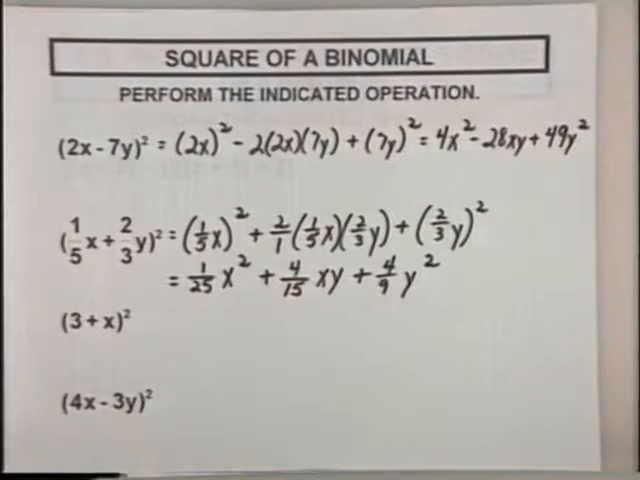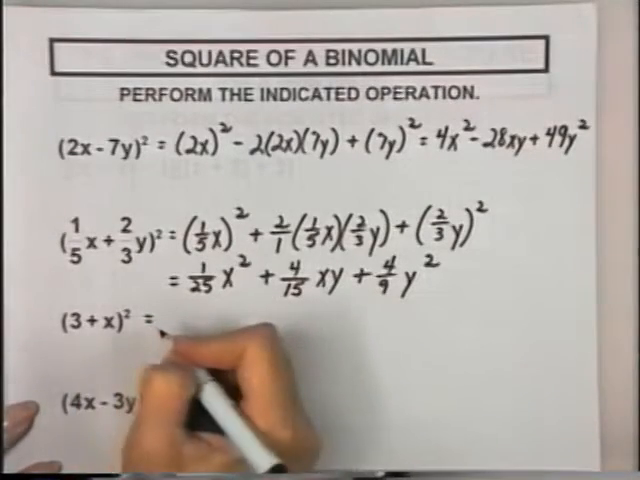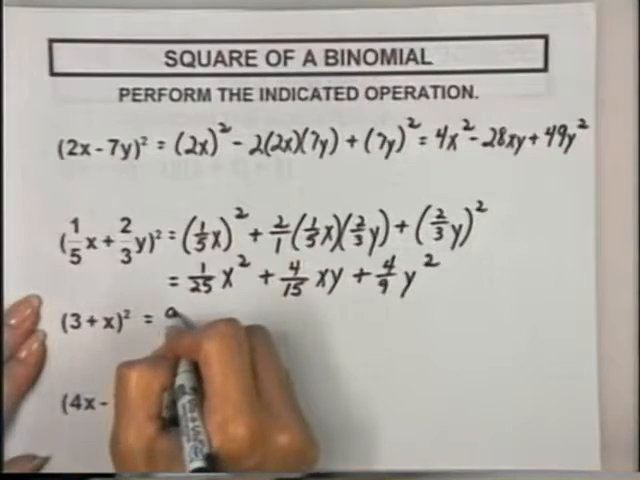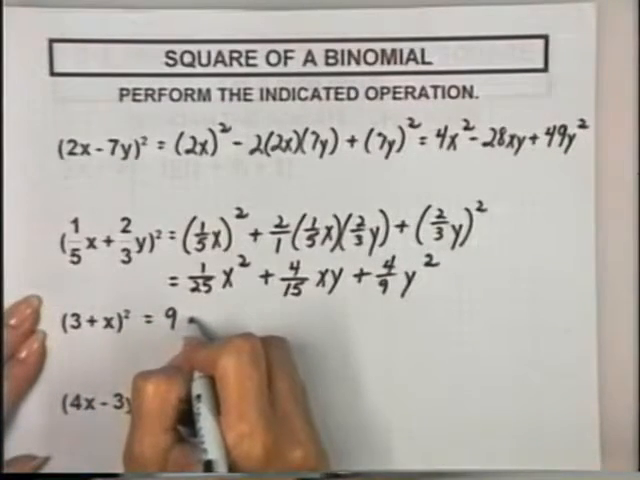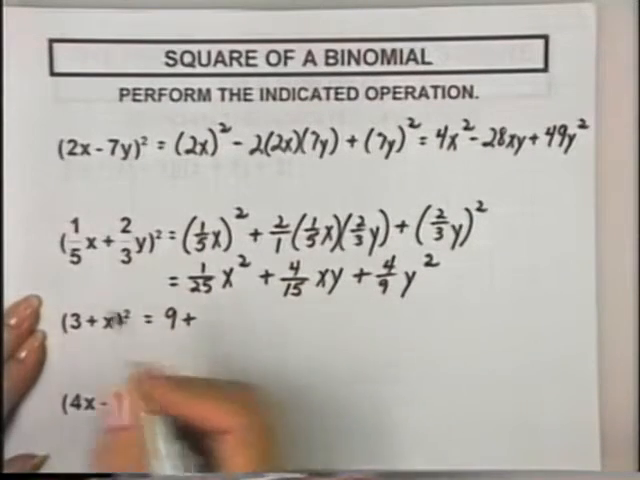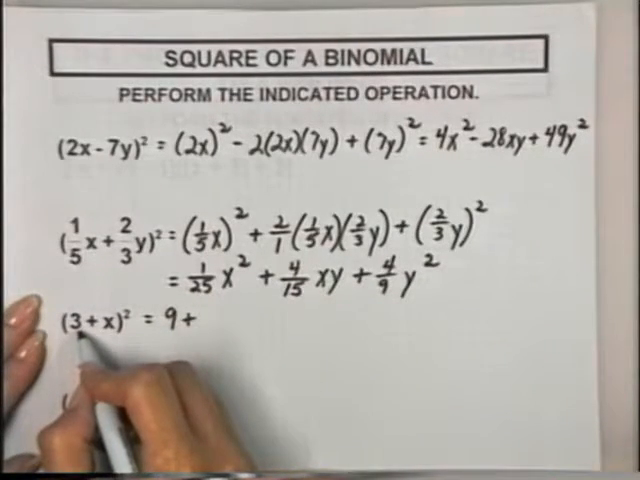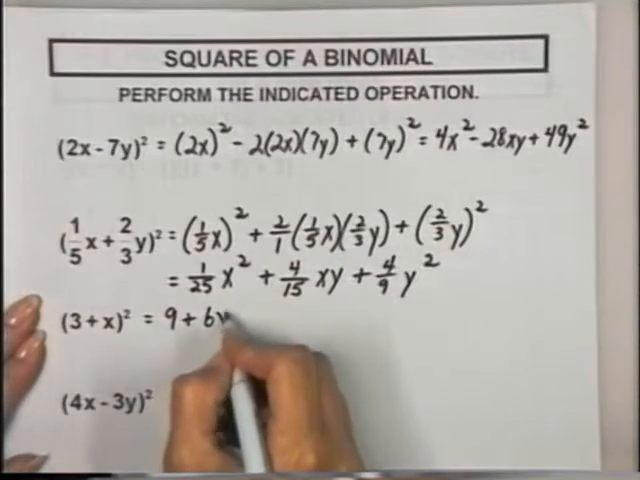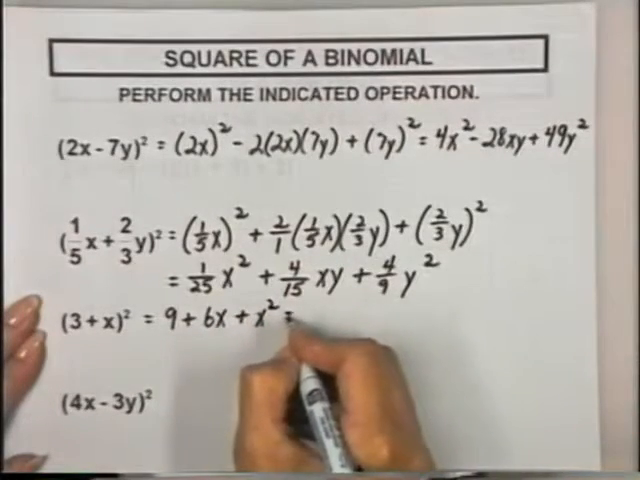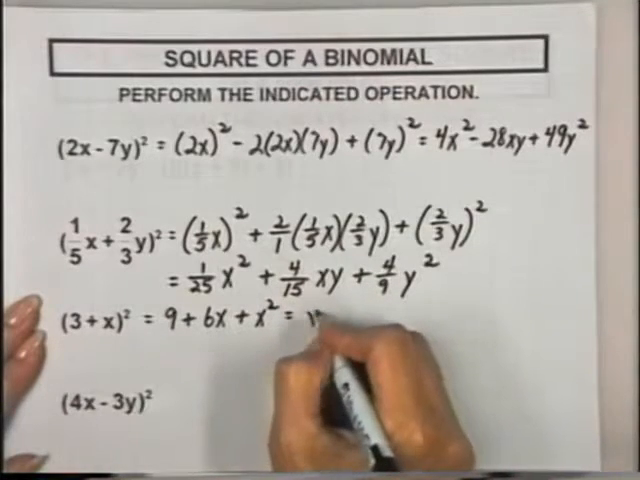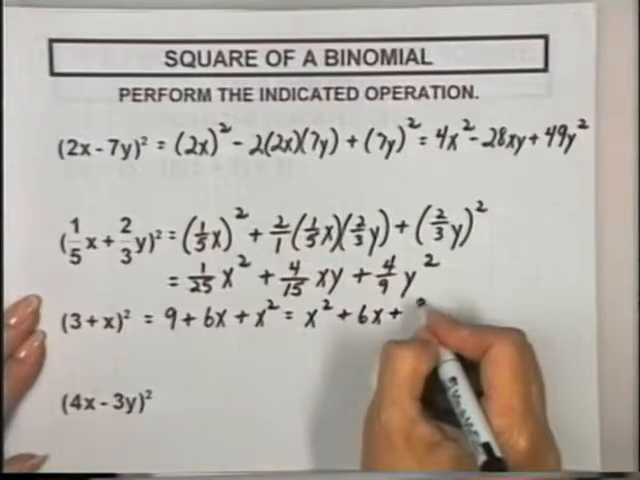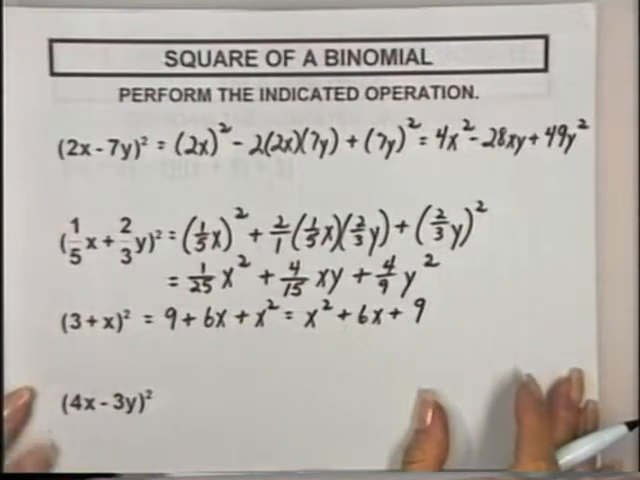For the first one, I will not write down the middle step. I will square the 3. 3 squared is 9. I will get the sign for the middle term. A positive times a positive is a positive. I will say 2 times 3 is 6. 6 times x is 6x for my middle term. And last, I will square the x. Rewriting those terms, I will have x squared plus 6x plus 9.